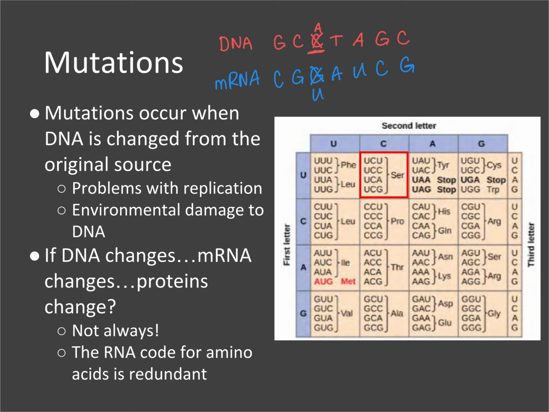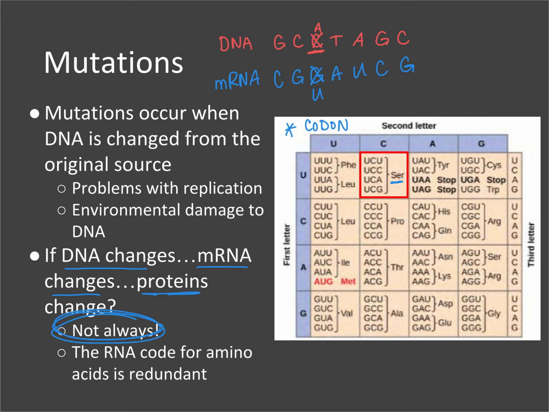But the good news is, if the DNA changes and the RNA changes, that doesn't always mean that the protein is going to change. And that's because if we look at our chart over here, this is our codon chart for our amino acids, and you'll notice that multiple codons might end up with the same amino acid. So depending on where the mutation occurs and which nucleotide gets changed to which other nucleotide, sometimes it doesn't end up changing the end result of the protein.